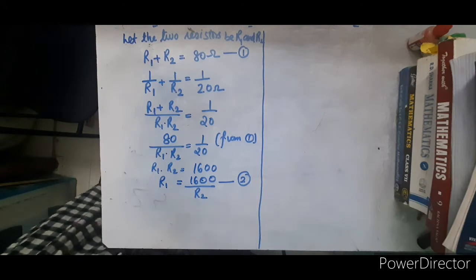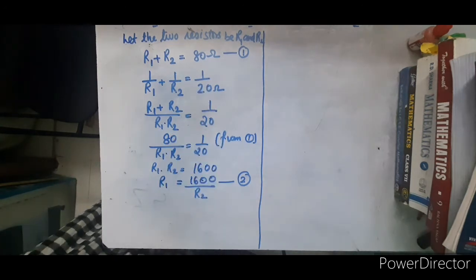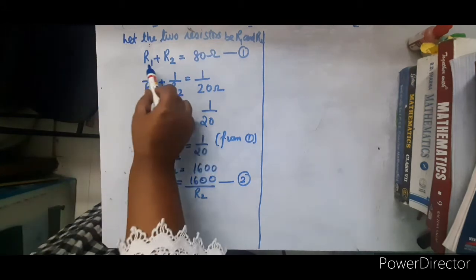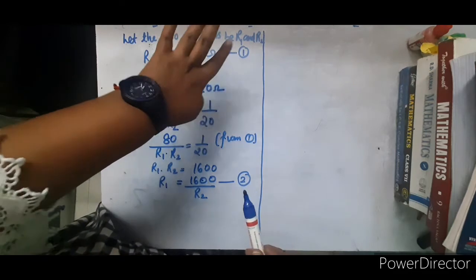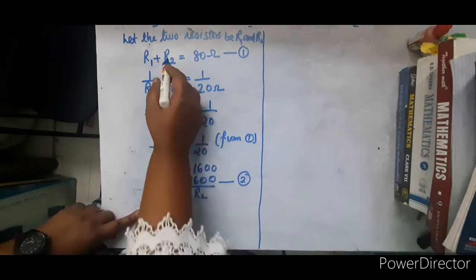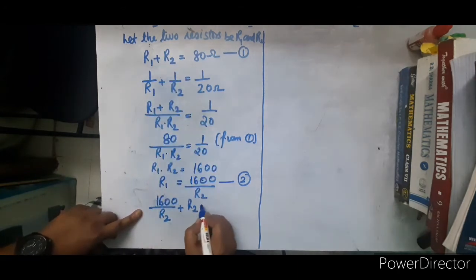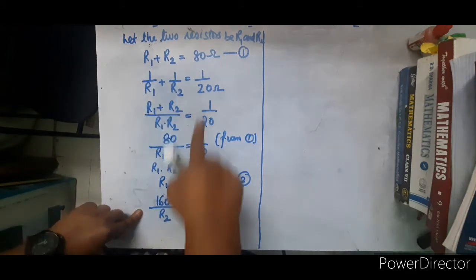Now from the first equation, R1 plus R2 is equal to 80. So what we'll do is R1 is 1600 upon R2, plus R2 is the same. We will not change anything in R2. We'll substitute the same R2 here, and then 80.